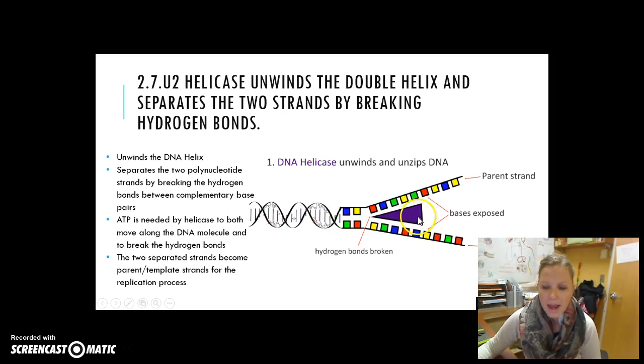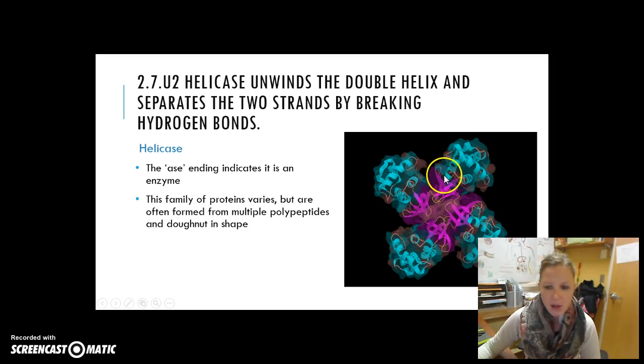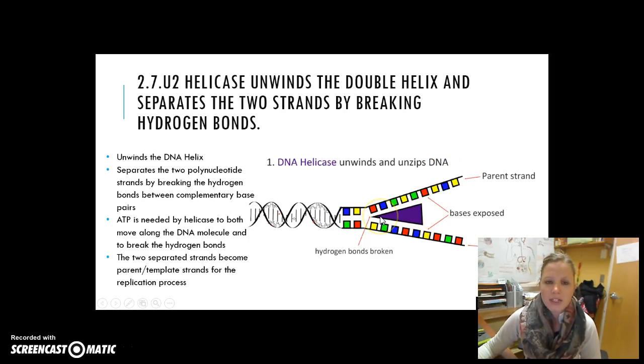And what happens is helicase doesn't really look like this. It looks more like this, but it's drawn to essentially look like a zipper. And it unzips or busts the hydrogen bonds as it slides down. And as it slides down, then the A's, T's, C's, and G's are available to be copied. Now this needs energy, right? Because you can't just do that willy-nilly.